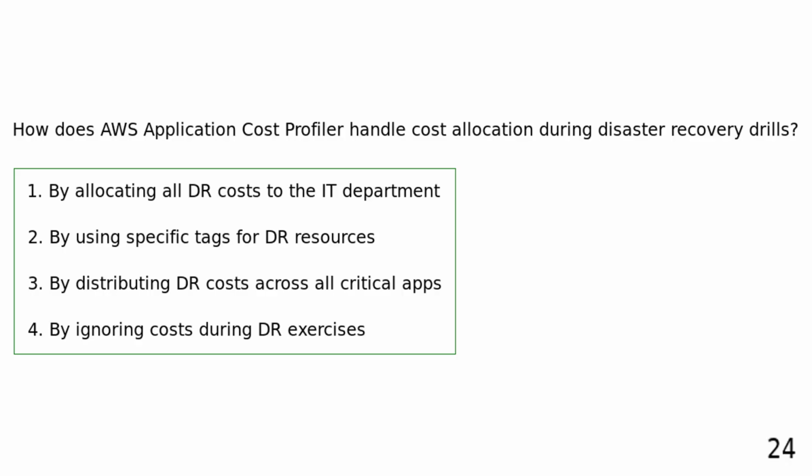How does AWS Application Cost Profiler handle cost allocation during disaster recovery drills? By allocating all DR costs to the IT department. By using specific tags for DR resources. By distributing DR costs across all critical apps. By ignoring costs during DR exercises.